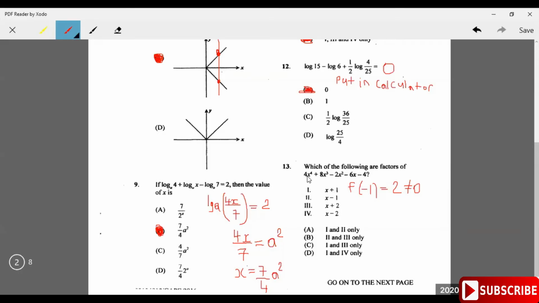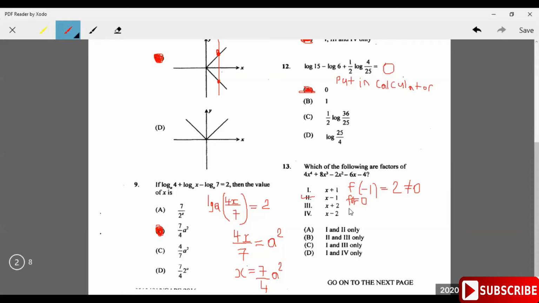We'll put in 1 now. We're getting 4 plus 8 is 12, minus 2 is 10, 10 minus 6 is 4, 4 minus 4 is 0. And so f of 1 is indeed equal to 0. It should be f of 1. F of 1 is indeed equal to 0, and so this is a factor.